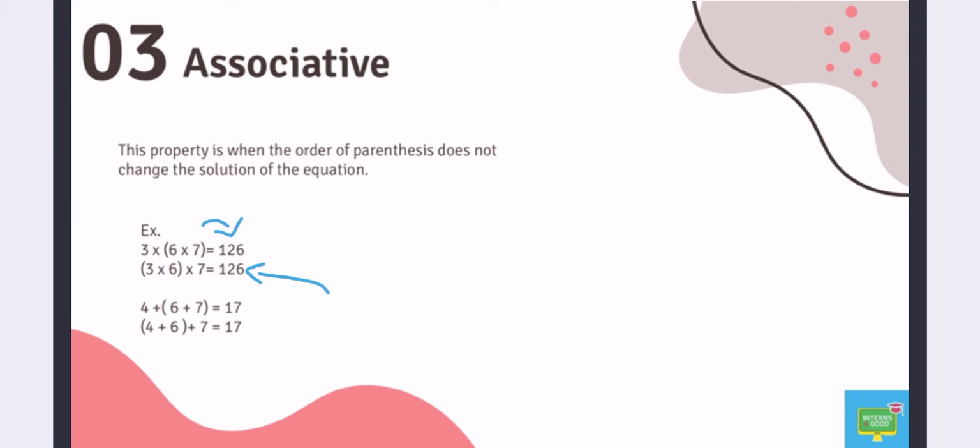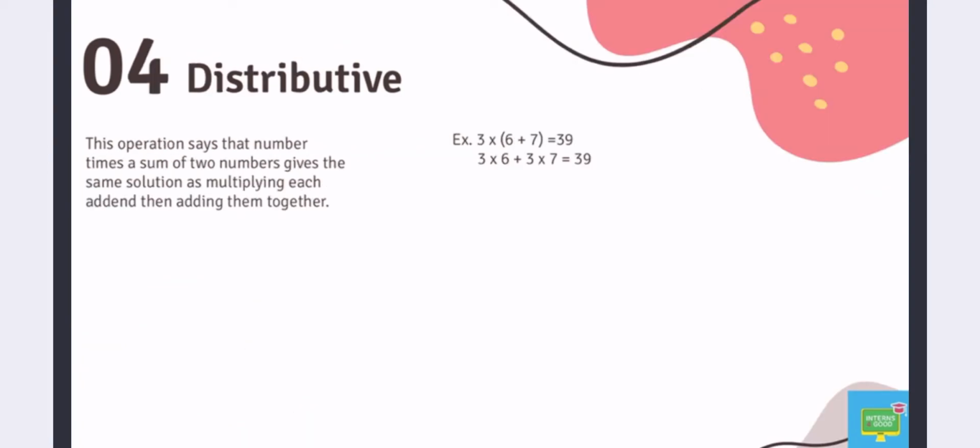If you put parentheses over 6 and 7, you get 17. And if you switch up the parentheses and you put it over 4 and 6 this time, you would still get 17. The last property here is distributive. This one can best be explained through examples.